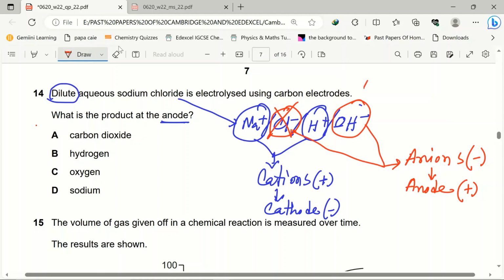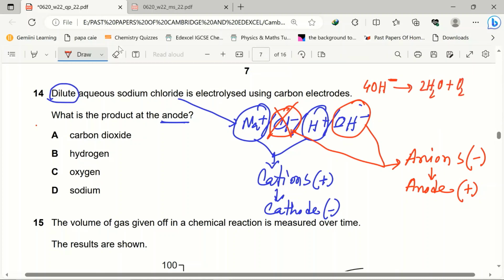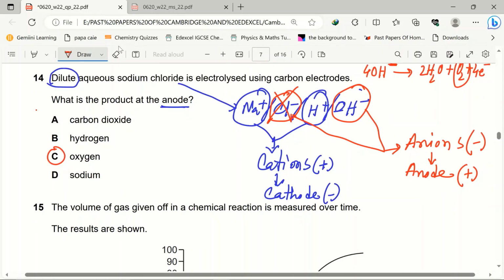So for hydroxide ion, this is the equation which you must memorize. I always say to my students, these are one of the 5 sentences you need to memorize for your O-levels, right? Only 5 sentences. From 5, this is 1. 4 hydroxide ions will form 2 moles of water, 1 mole of oxygen, and 4 moles of electrons will be released. So we have oxygen here. So what is the product at anode? Definitely C is the only correct answer. So that's how we need to go.